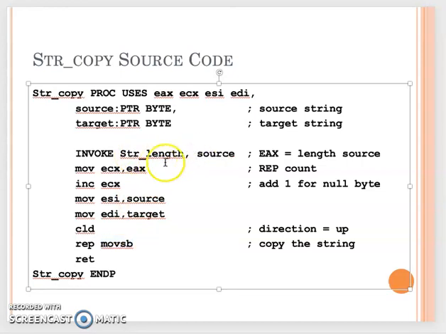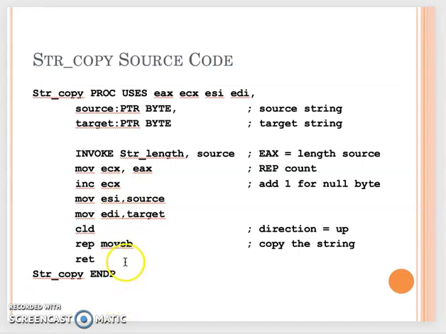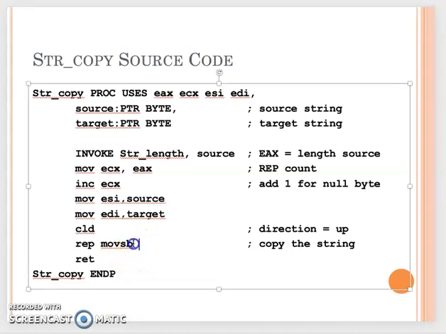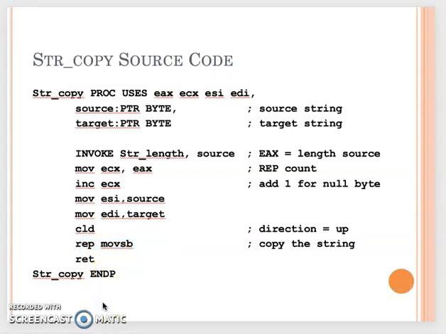After that, we invoke the string length and pass the source, because remember we want to copy from source to target. Then you move your EAX to your ECX. Why do we increase ECX here? Because we have the null character. Then after you have your source in ESI and target in EDI, don't forget we need to clear our direction flag. Then we repeat the move SB. Remember, the repeat also counts according to the number in ECX. Then we finish the string copy.